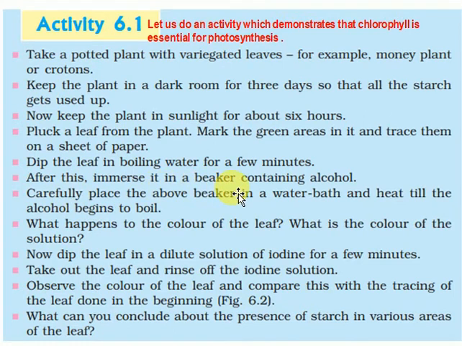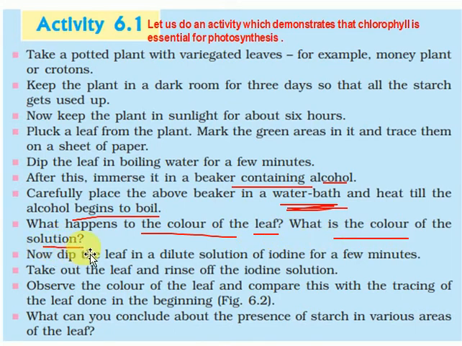After this, immerse it in a beaker containing alcohol. Okay, this you have just seen. Carefully place the above beaker in a water bath. We are not heating directly; we are heating the leaf in alcohol in a water bath, and heat till the alcohol begins to boil, and slowly we can also see that the color of the alcohol becomes green. What happens to the color of the leaf? The color of the leaf fades, it becomes whitish, and what happens to the color of the solution? The color of the solution becomes greenish.